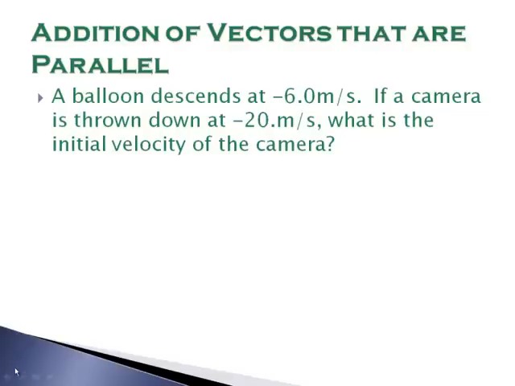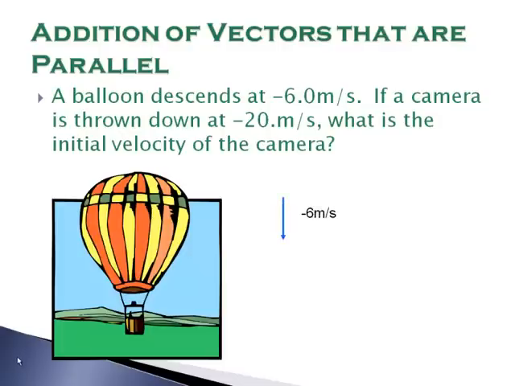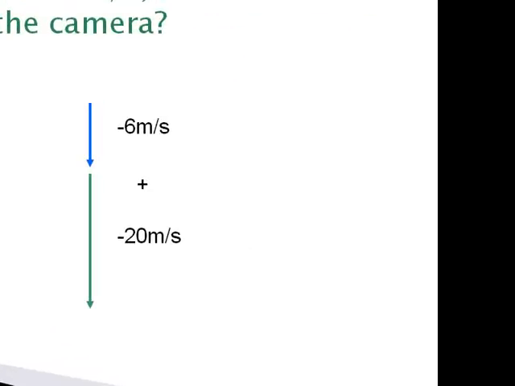So let's start with some basic stuff. So a balloon descends at -6. A camera is thrown down at 20. I still don't know why you would do this, so go with it. What is the initial velocity of the camera? Well, you throw it 6 downwards. You throw it additionally 20 downwards. So you're going down 6. You throw it at 20. So your initial velocity is 26.